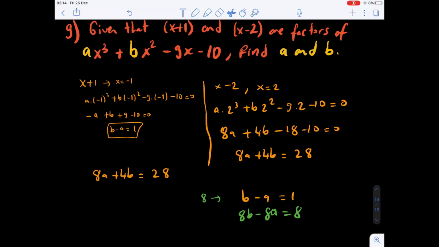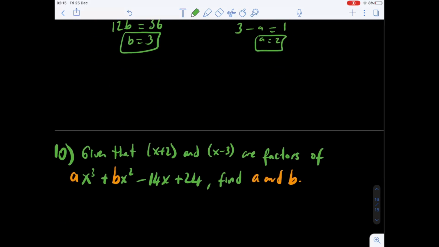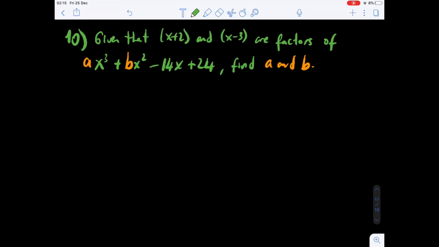Let me get this equation and put it here. And you're going to see that we can simplify easily: 8a minus 8a, and I'm going to have 12b here. When you add both sides, you're going to see that 12b equals 36, b equals 3. Then you write down 3 minus a equals 1, a equals 2. So we found the values of b and a. Let's look at the last question. We have question 10 right now.